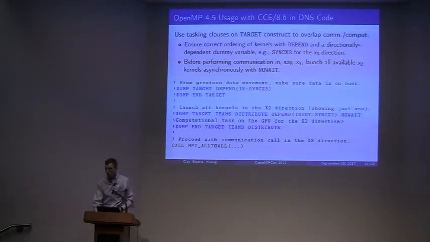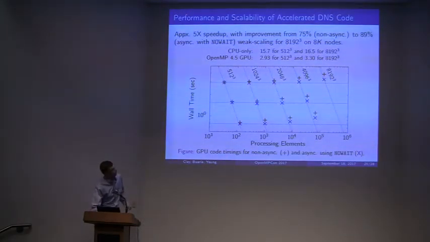And the idea is to just try to make the algorithm asynchronous and overlap communication with computation wherever possible. So on Titan, we get about a 5x speedup for this CFD code compared to CPU-only execution. What I'm showing here in this strong and weak scaling plot are the serialized timings. So the CPU and the GPU do not interact asynchronously for the red pluses. And for the blue X's, we have allowed for some overlap with OpenMP 4.5 tasking capabilities.